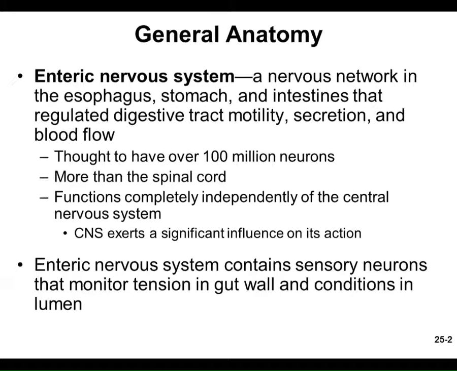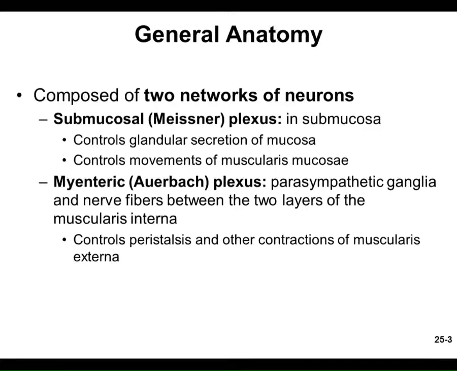Over 100 million neurons are found, and these neurons are completely independent from your central nervous system. It's sort of like the heart. These neurons are independent. They are influenced by your central nervous system, right? But they're completely independent of it. So this is referred to as your enteric nervous system. And most of this are sensory neurons. And those sensory neurons are measuring the motility, the stretch, the pressure that is on your gut wall. And that's sending signals back to your brain, and then your brain is helping to regulate this overall.